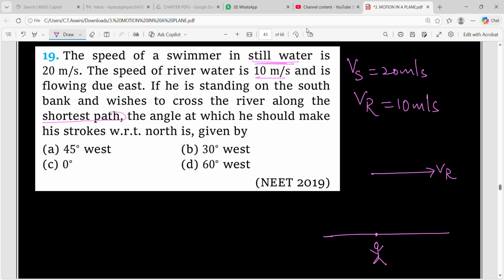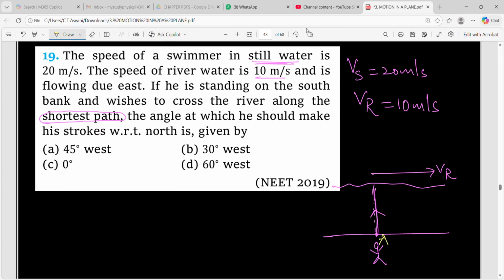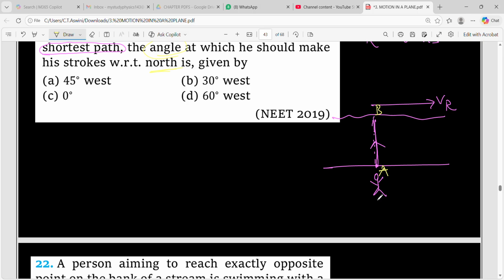Our first case, he wants to swim along the shortest path. So, what will be the shortest path? The perpendicular path is the shortest path, right? This is the shortest path. A, B is the shortest path. Now, the angle at which he should make his strokes with respect to north is given by. So, with respect to north, at how much angle he should swim? As I told you, for shortest path, he has to swim at an angle theta from the shortest path, right? So, this should be the direction of the swimmer.